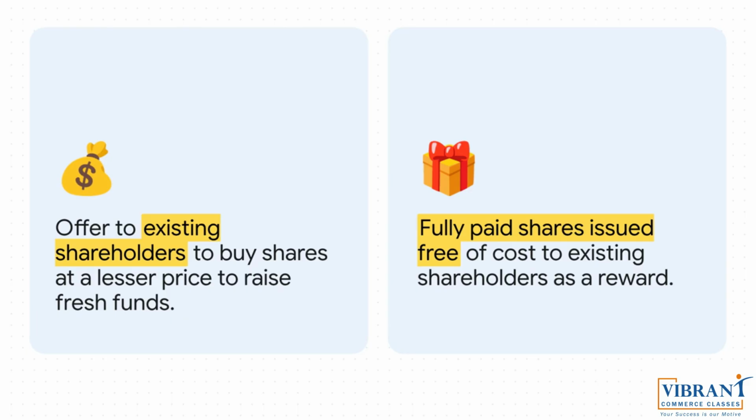With a rights issue, existing shareholders get the right to buy more shares, usually at a great discount. The whole point is to raise fresh money for the company. A bonus issue, on the other hand, is a gift. It's completely free. The company uses its saved-up profits to give extra shares to its loyal shareholders. So the easiest way to remember this: rights you have to pay for, a bonus is, well, a bonus.